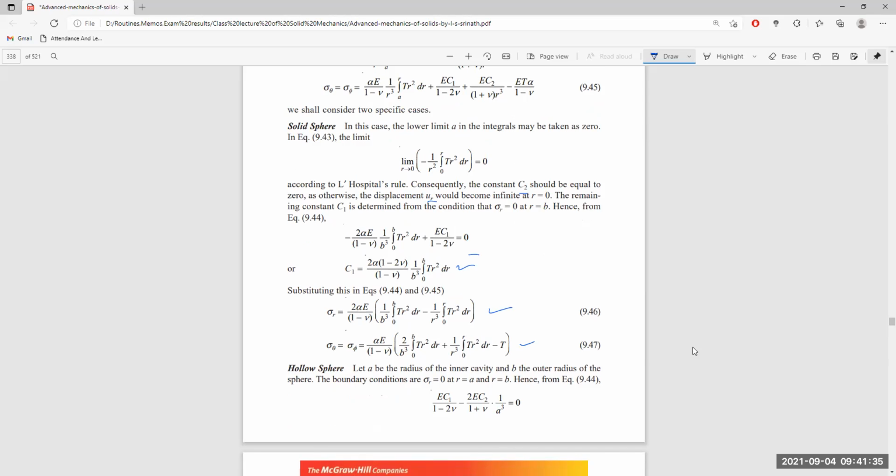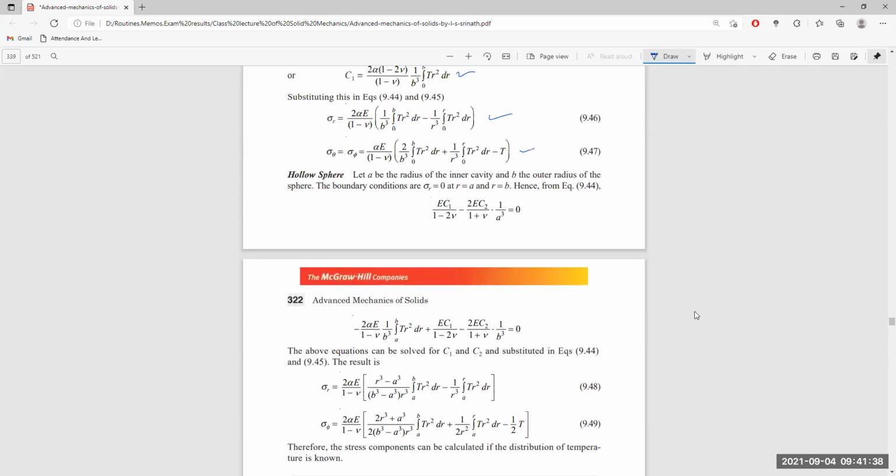And in the case of a hollow sphere, here radius A is the radius of the inner cavity and B is the radius of the outer cavity. The boundary condition, of course, is sigma R equal to 0 at R equal to A. At the innermost radius there is no radial stress, and at the outermost radius there is no radial stress. Thus this equation 44 reduces to the form with C1 and C2, and the equation for equilibrium becomes like this.